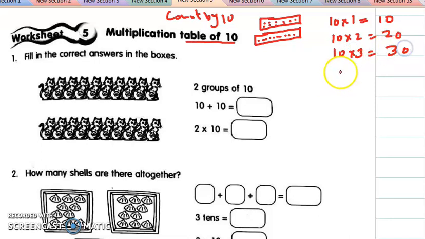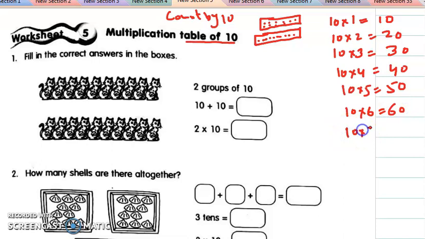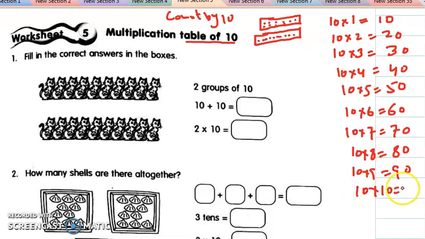It will be 30. 10 times 4 will be 40. 10 times 5 will be 50. 10 times 6 will be 60. And 10 times 7 will be 70. 10 times 8 will be 80. 10 times 9 will be 90. And 10 times 10 means 10 groups of 10. The total will be 100.